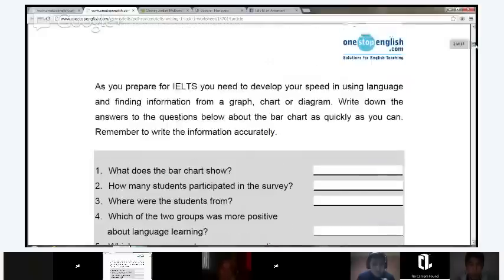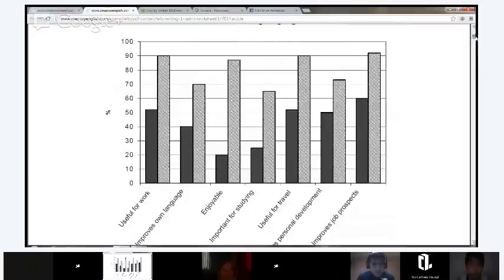You guys are all around. It's the number. Can you go up again? 90 something. Yeah, 90%. And improves job prospects. We might say what? 92? 91, 92%.